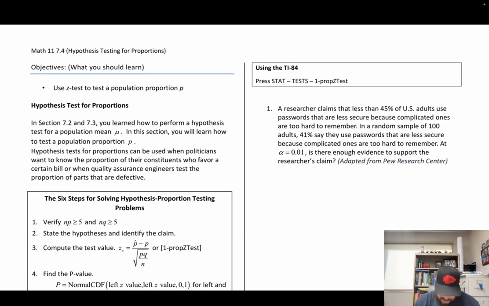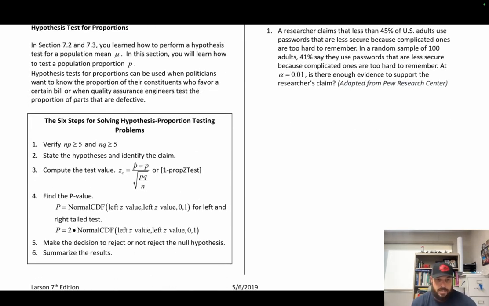Now, there are 6 steps to proportion testing, and a lot of these we've done in the past. We want to verify np is greater than or equal to 5 and nq is greater than or equal to 5. We've done that. We want to state the hypotheses and identify the claim. We've done that in this chapter already. We want to compute the test score, so our z-score. This is similar to what we've done previously with the means. We just have proportions now, or a one proportion z-test.